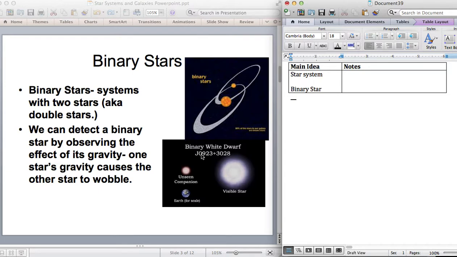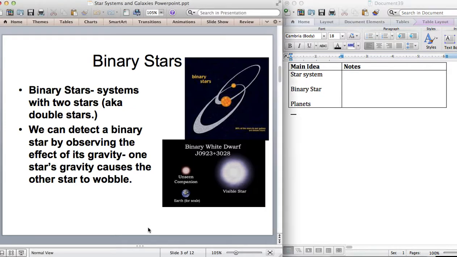So for example, this white dwarf J0923 has a binary companion, J3028. This guy is too dim to be seen from Earth, but when we look at its companion star, we notice that over time the star would wobble back and forth, side to side, as this orbited it and caused the star to move. So let's think, how could we do something similar for planets around other stars? How would a planet affect a star?